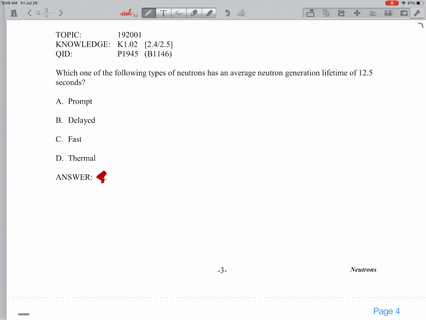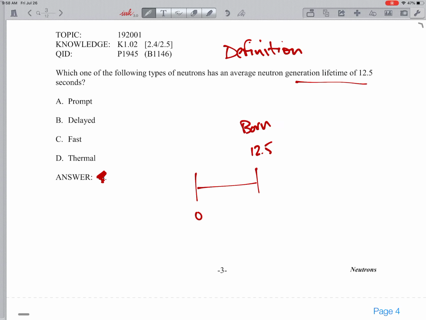Next question. Which of the following types of neutrons have an average neutron generation lifetime of 12.5 seconds? So we're going to have another definition. If you remember from our chart, the generation lifetime was about 12.5 seconds. Time equals 0. They're born an average of 12.5 seconds later. Then they have about 10 to the minus 6 to 10 to the minus 2 seconds after that to get captured and become thermal.